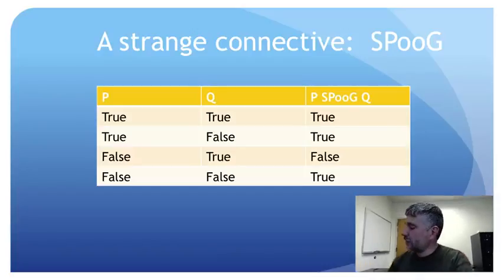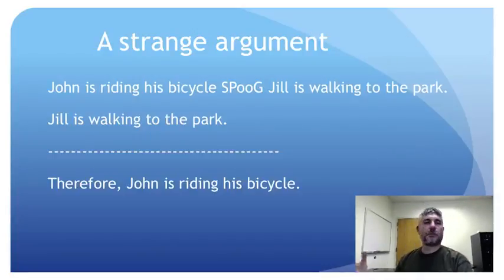Okay. Now one day, you hear one of the members of this foreign culture give an argument. And using the translation manual that you've developed, you translate their argument as follows. Premise 1: John is riding his bicycle spoog Jill is walking to the park. Premise 2: Jill is walking to the park. Therefore, John is riding his bicycle. Now, is this argument valid or invalid?